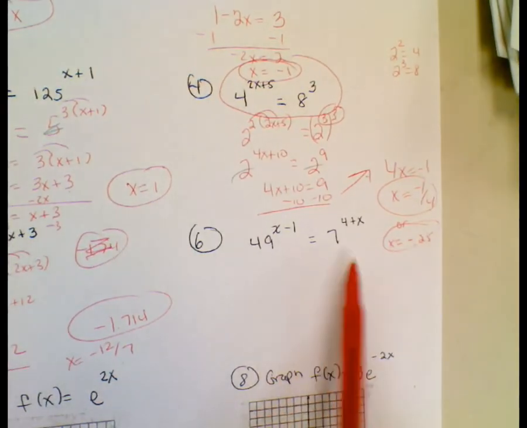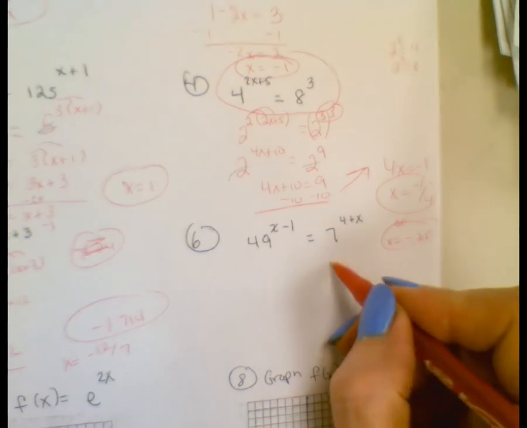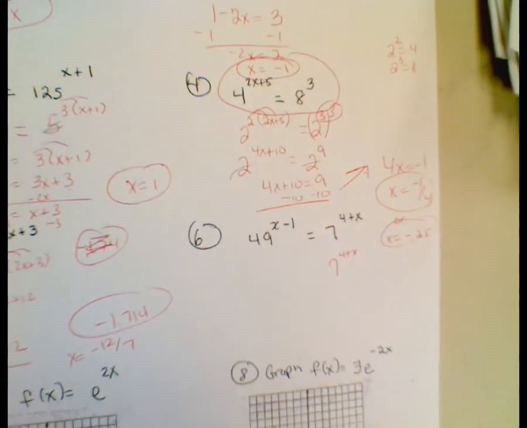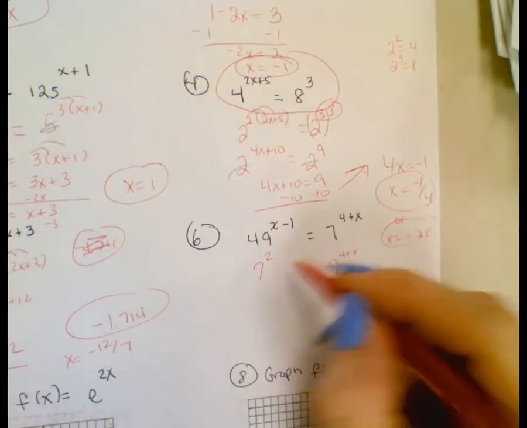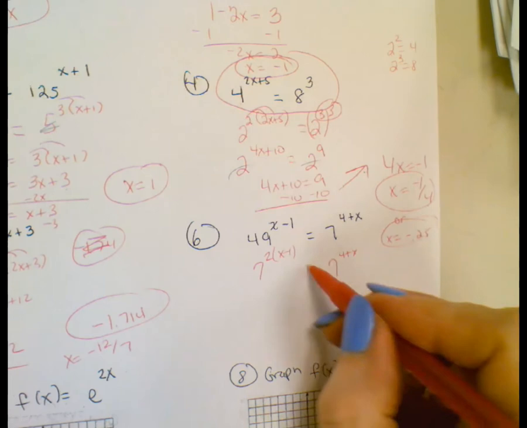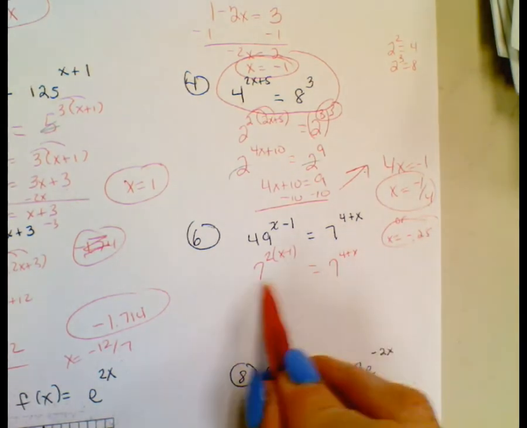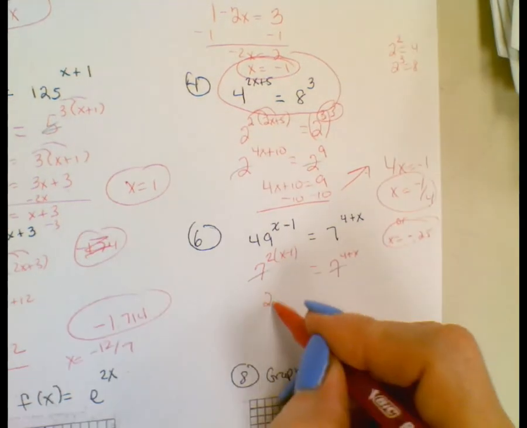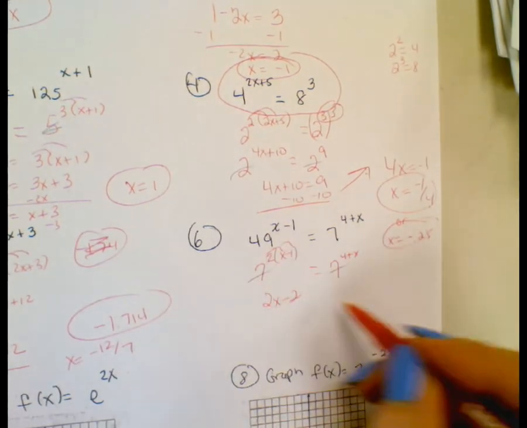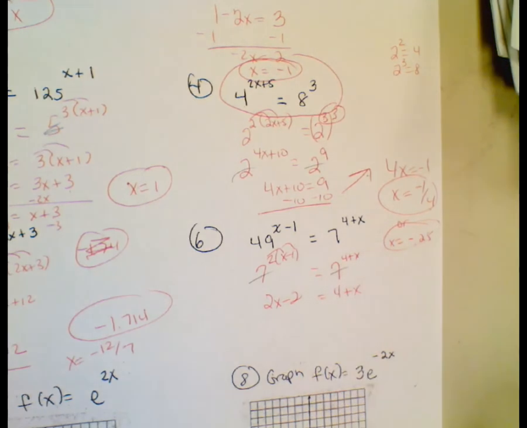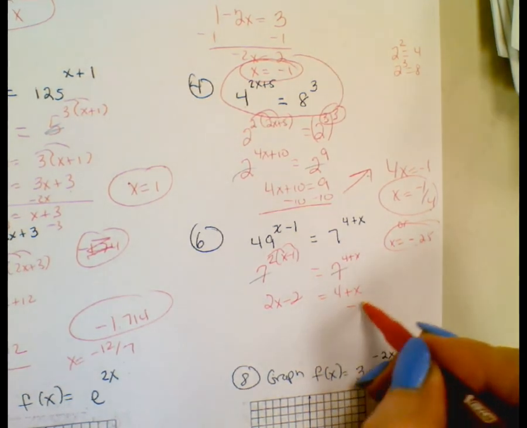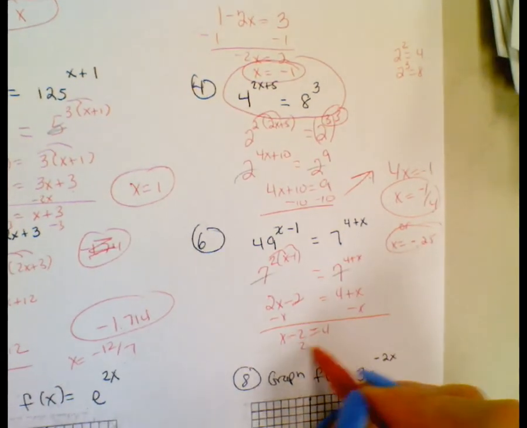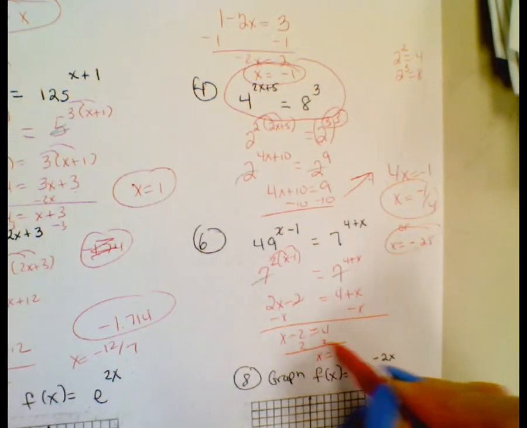What family is 49 and 7 both in? It should say 7 family. 7 doesn't need to be simplified, but 49 can be rewritten as 7 squared times the x minus 1 that's already up there. Same base, ignore the 7's, set the exponents equal. I'm going to distribute the 2, set it equal to 4 plus x. Subtract x, add 2, x is 6.